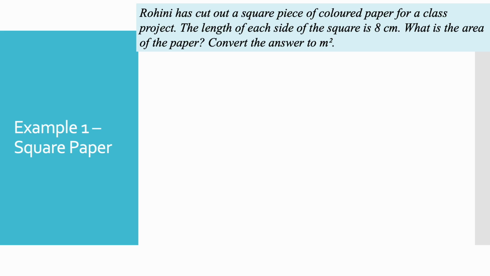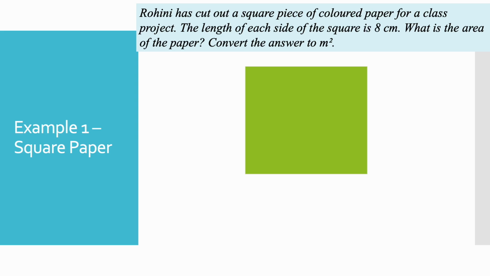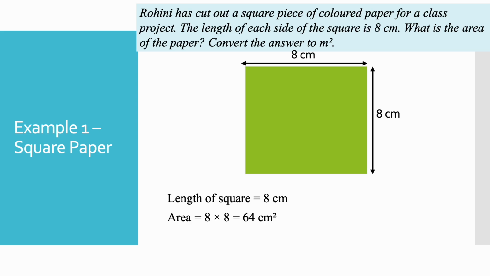Here is a real life example. Rohini has a square piece of colored paper for a class project. The length of each side of the square is 8 centimeter. What's the area of the paper? Convert the answer to meter square. So we multiply side by side. Side multiplied by side will give you 64 centimeter square. Now to convert this into square meters, we multiply it by 0.0001. So the answer is 0.0064 meter square. That's the area of her paper.